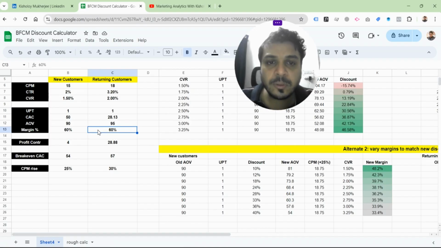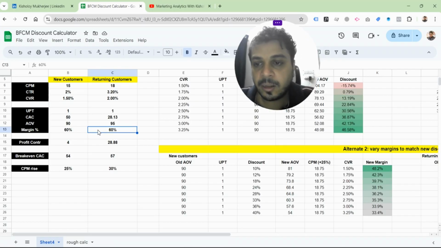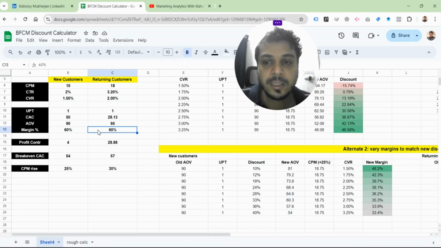So when it comes to margins, though, the margins are not going to be different. That's what we've taken here, because eventually the product margin or the profit margin that you have is independent of the kind of customer, right? It doesn't matter whether it's a new customer or returning customer. You'll still have the same kind of margins from every purchase that you're making.